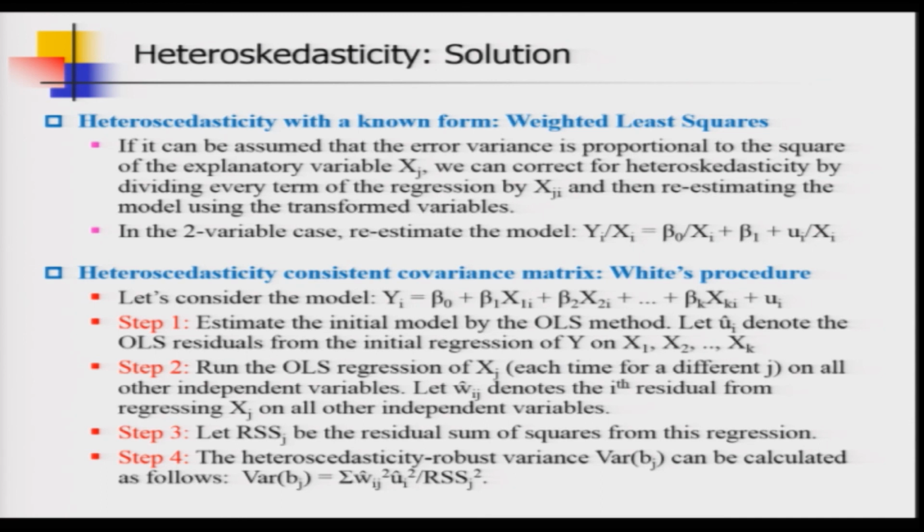For the jth explanatory variable, the residual sum of squares is denoted by RSS_j, and finally in step 4 you have the heteroscedasticity robust variance of beta j hat, which can be calculated by the formula that I am showing at the bottom of the slide.